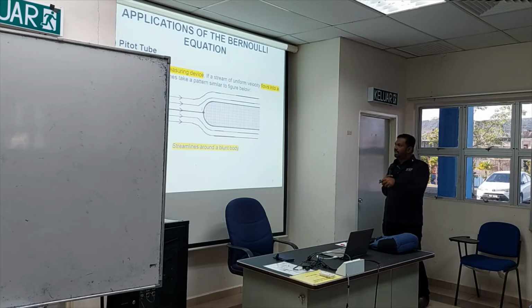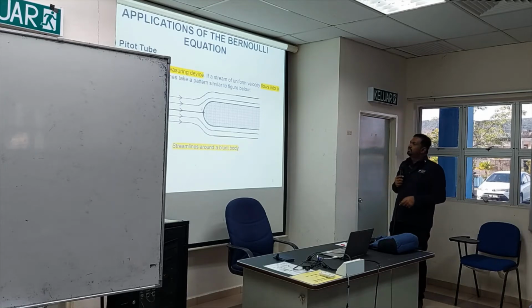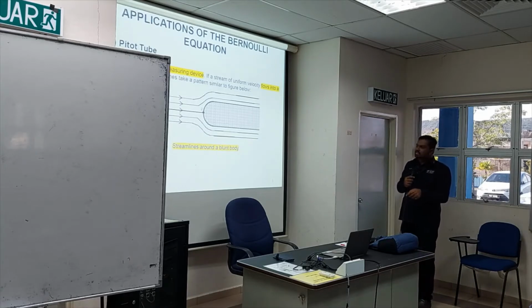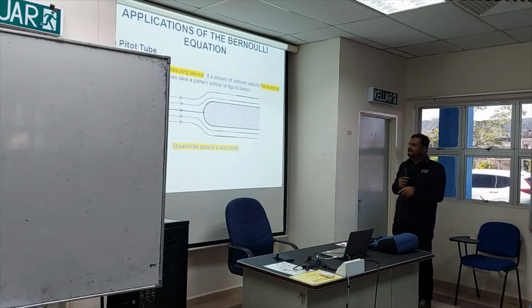Ataupun dia akan follow the body lah. But here it will follow the shape of the body, tapi dia takkan kena dekat blunt body. So only at this point it will stick to the blunt body. Okay, so you can measure from this point to this point. So you akan ada satu sensor dekat sini lah, in order to detect the measurement. So that is what we call a pitot tube.